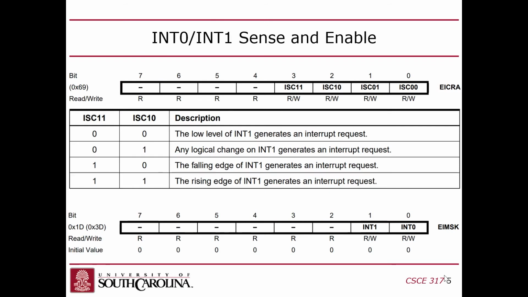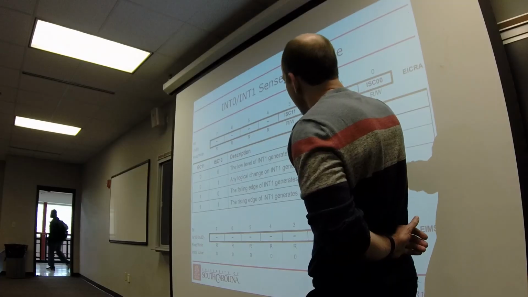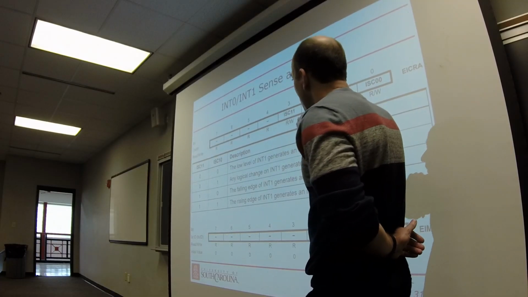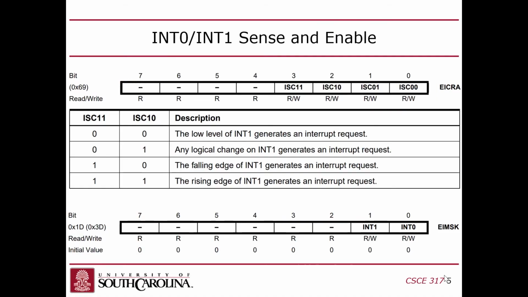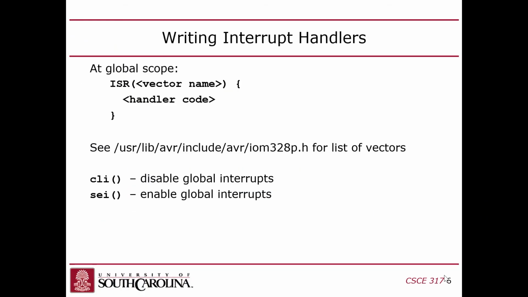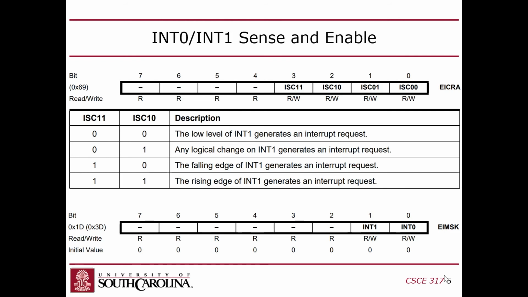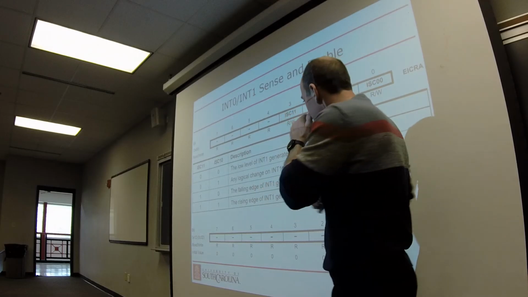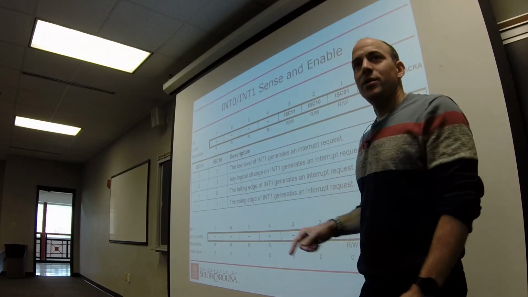So what are our options? If you look at the EICRA, we have 4 options for how to recognize an external interrupt. Level sensitive on low: whenever it's low, I consider that an interrupt, which would be the opposite of what I showed here. This is a level sensitive high, right? You can make it level sensitive low. Any logical change, meaning a rising edge or a falling edge, can activate the interrupt. A falling edge or a rising edge.